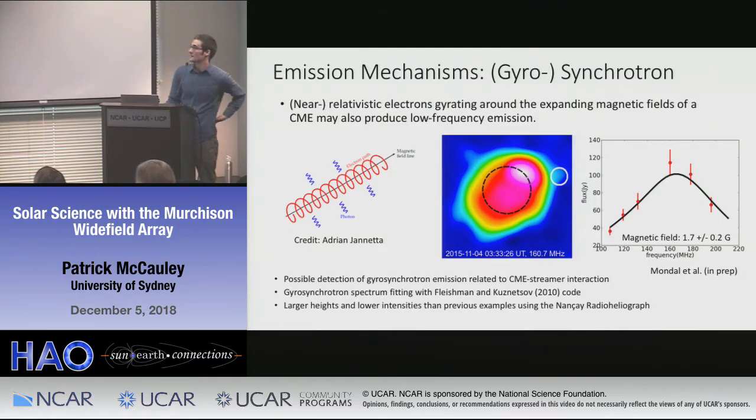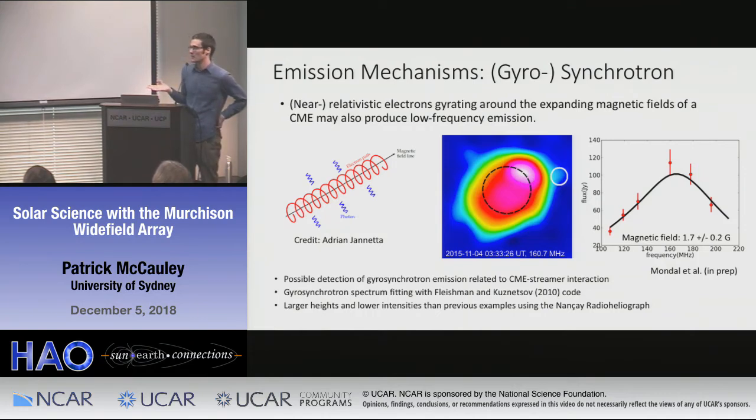So this image is an MWA image around the time that a CME is occurring. And the idea is that this circle is where the CME is interacting with a streamer and then producing this gyrosynchrotron emission. And this is a fit that they've done to the radio spectrum. And the neat thing about gyrosynchrotron emission is that you can use it to estimate the magnetic field strength at that location.